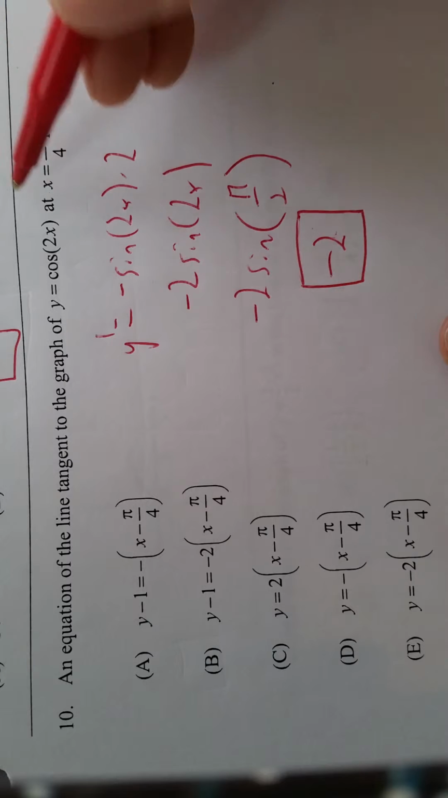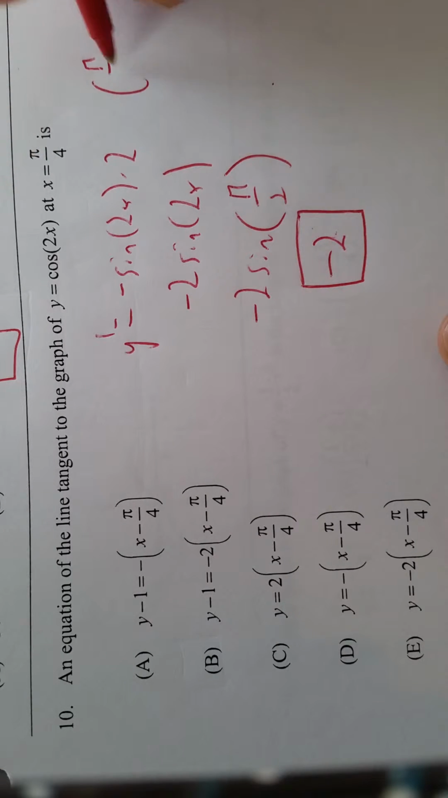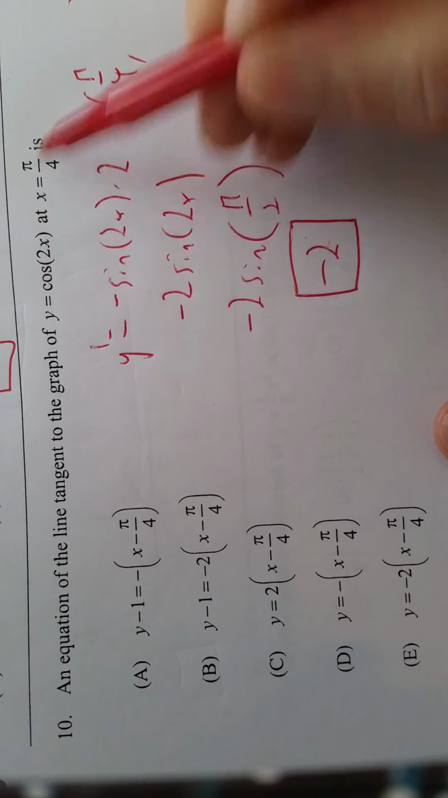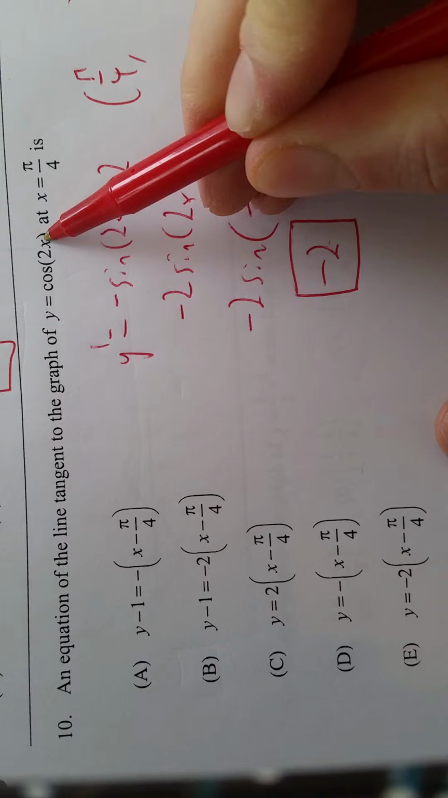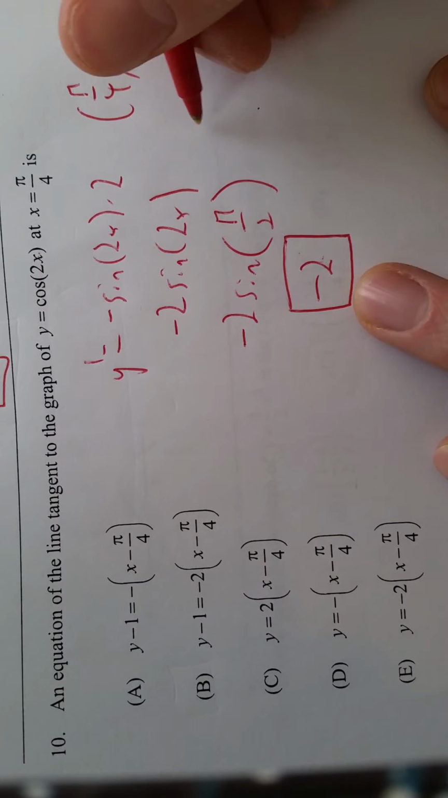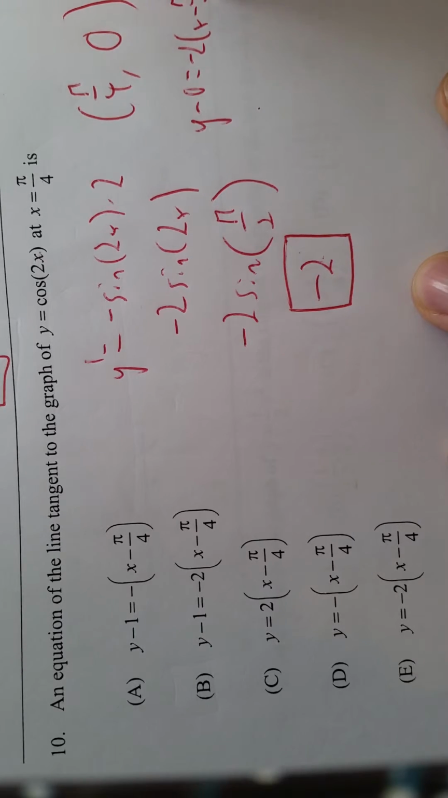Now a point on this graph, let's see, they tell us the x-coordinate is pi over 4. I want to know what the y-coordinate is. So I'm just going to plug it in. I plug this in, and I get cosine of pi over 2, which is 0. So that's the point. Then I do my little point slope form. This is what I get.